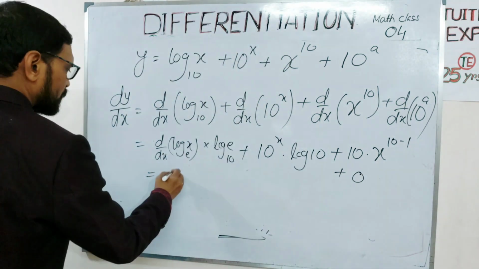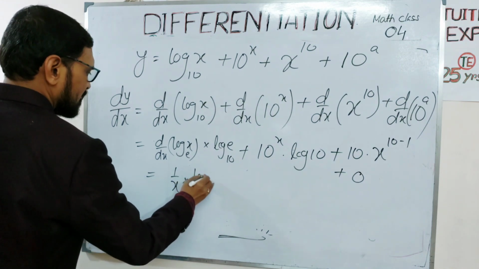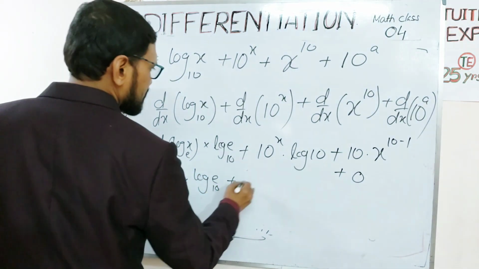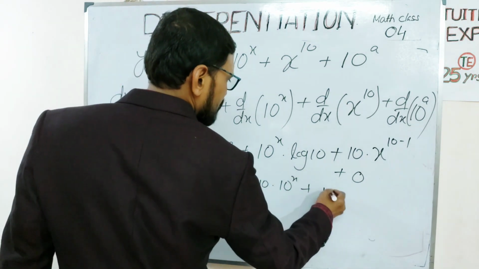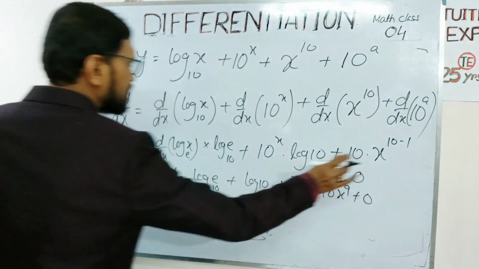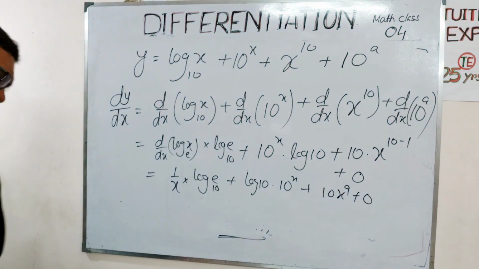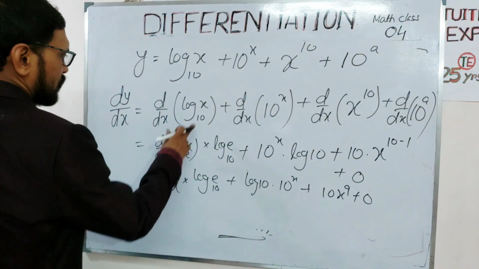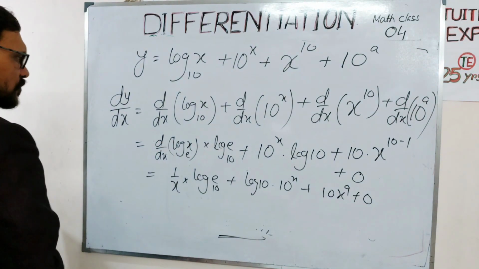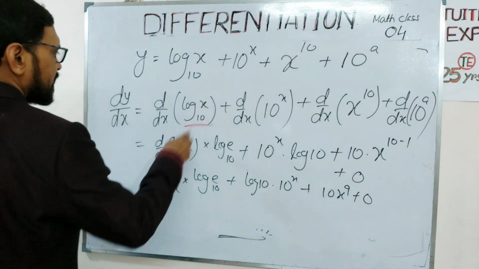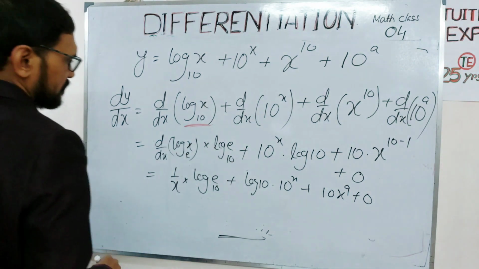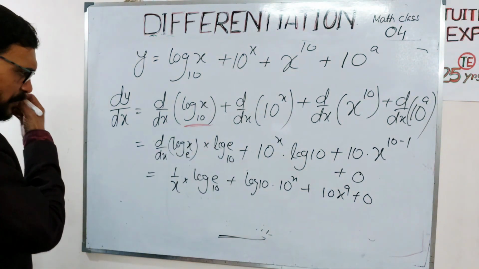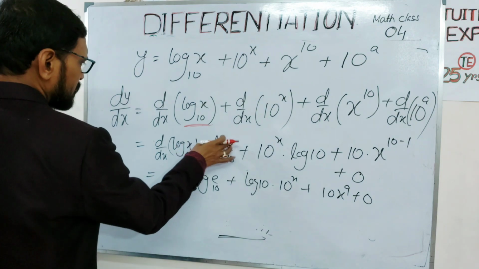Now this becomes 1 by x log e base 10 plus log 10 into 10 to the power x plus 10 into x to the power 9 plus 0. So this is the answer. Okay. Here you notice this term log x base 10 means log x base e into log e base 10. In the previous problem I did how this result comes.